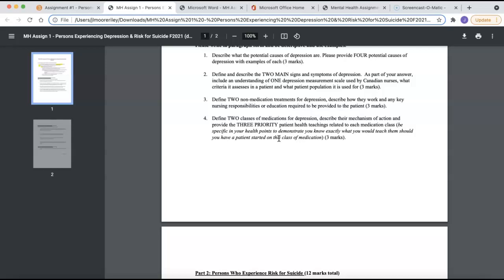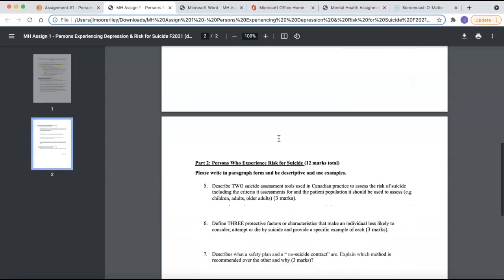So as it states in the question, be specific in your health points to demonstrate you know exactly what you would teach them should you have a patient started on this class of medications. So make sure your teachings are very specific to show you know exactly what to teach.